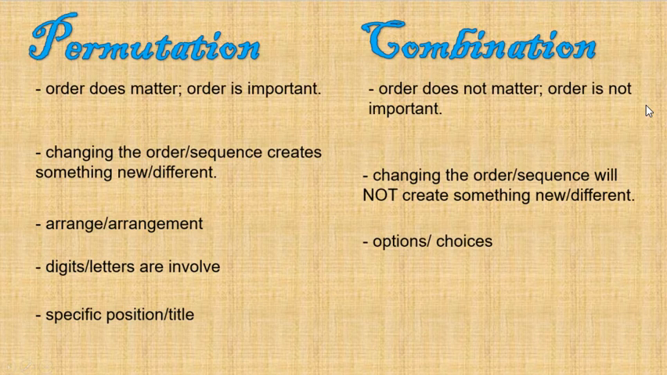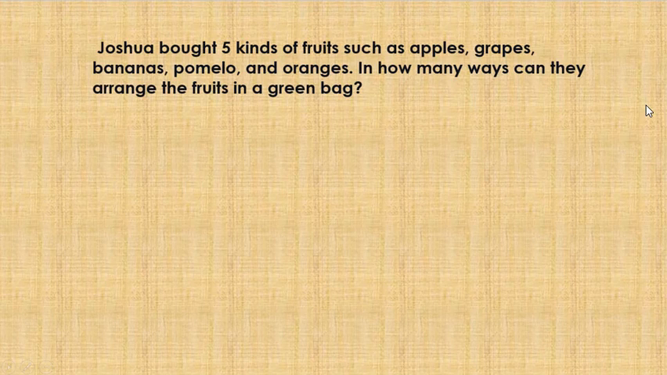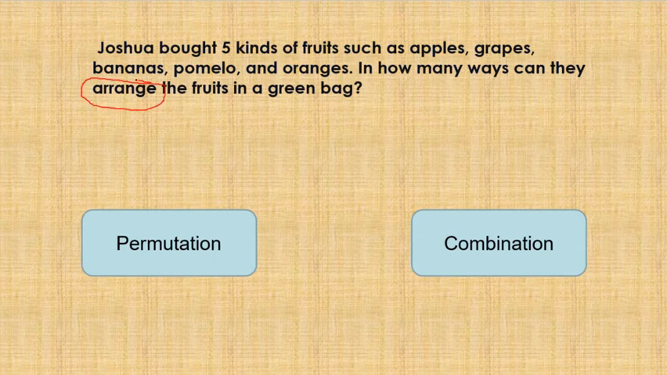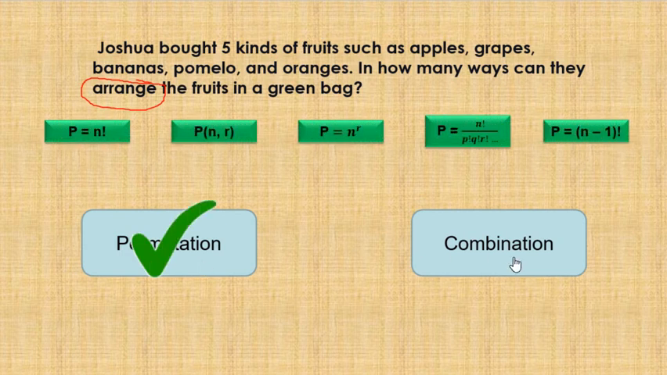Okay? So let us deal with a couple of problems that we are to solve with either permutation or combination. Let us start with problem number 1. Joshua bought 5 kinds of fruits such as apples, grapes, bananas, pomelo, and oranges. In how many ways can they arrange the fruits in a green bag? Is this problem to be solved using permutation or combination? Since we are asked to arrange, there's the keyword arrange, therefore we have to solve this problem using permutation, and not combination.